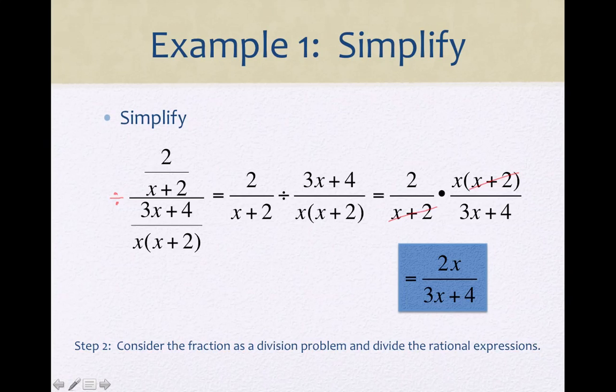Okay, that is our final answer. That is our simplified form of that whole mess that we started with. So it's really just a two-step process. The first step is to make sure that expressions in the numerator and the denominator are combined into a single expression, and then the second step is to actually work things out as a division problem to get to your final simplest form answer.